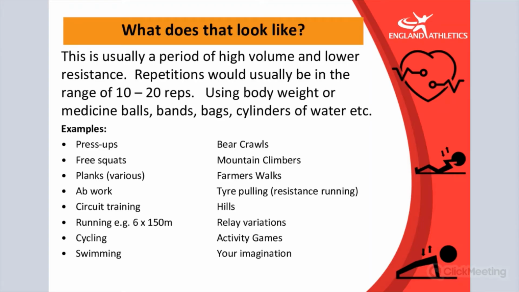The question is, what does that look like? It's usually a period of high volume and lower resistance. We're not really putting much resistance into this. We're doing high repetitions, somewhere between 10 and 20 repetitions, perhaps for somewhere between 3 and 5 sets, using body weight, medicine balls, bands, bags, something like that. One thing I use with some of my athletes is empty water cylinders. For example, one of the athletes I've got has an AdBlue container. There's 10 litres, and 10 litres weighs roughly 1 kilo per litre, so 10 kilos. But the good thing about that is it sloshes about a bit, and it creates an instability he has to resist. And so we're building what people will call farmer's strength.